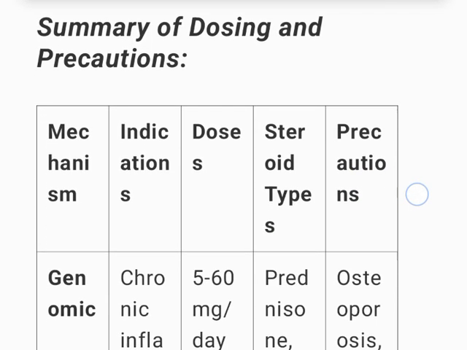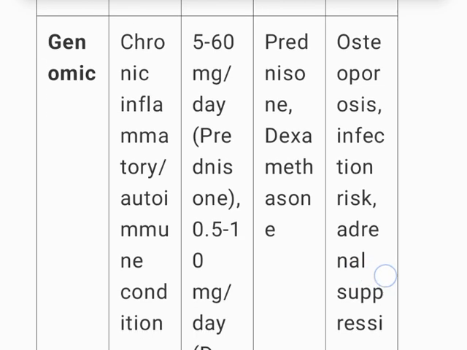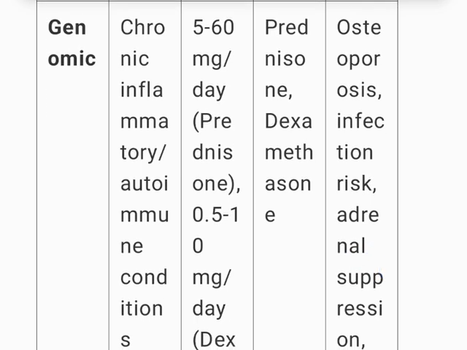Summary of dosing and precautions. Mechanism, indications, doses, steroid types, precautions. Genomic: chronic inflammatory autoimmune conditions, 5 to 60 milligrams per day for prednisone, and 0.5 to 10 milligrams a day for dexamethasone.